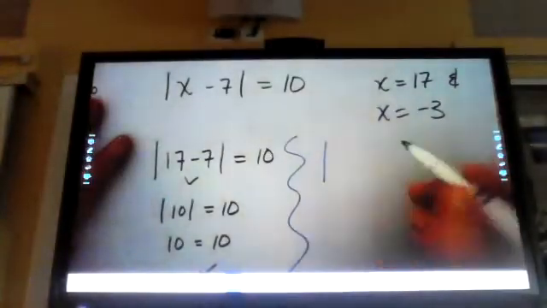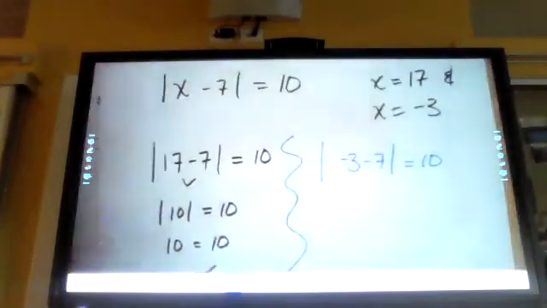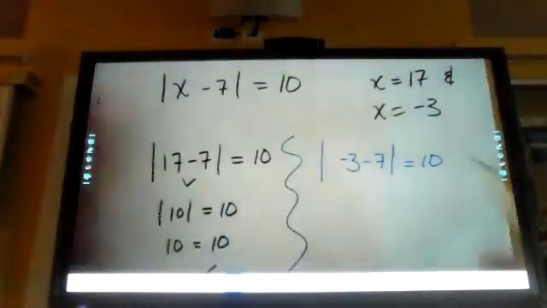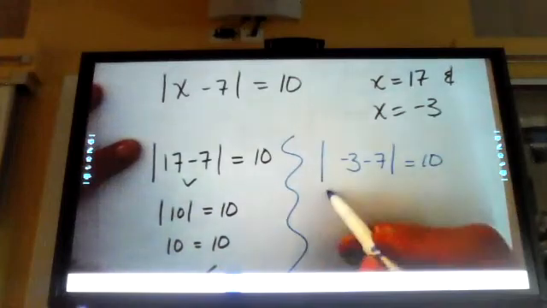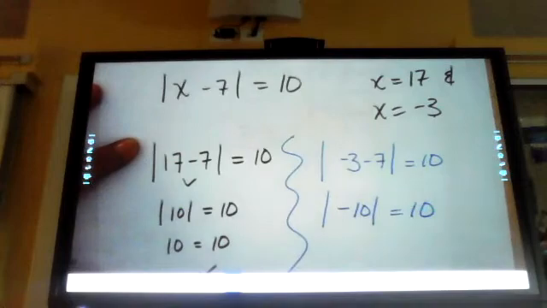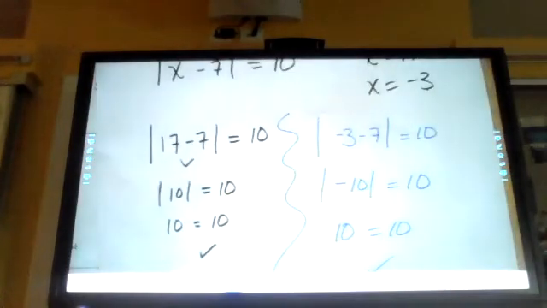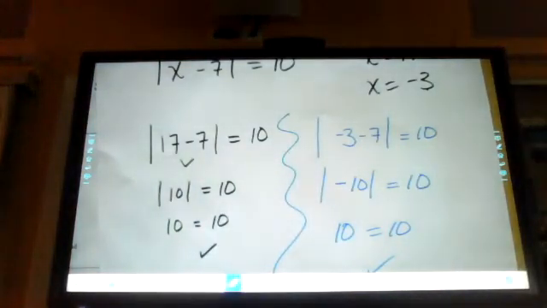Again, I'm saying the absolute value of negative 3 minus 7 equals 10. We have to check, is that true? I'm just plugging in, wherever I see an x, I'm plugging in that negative 3. So negative 3 minus 7 is negative 10. Is the absolute value of negative 10 equal to 10? Yes. Absolute value of negative 10 is 10. Okay, so I did my math correctly.